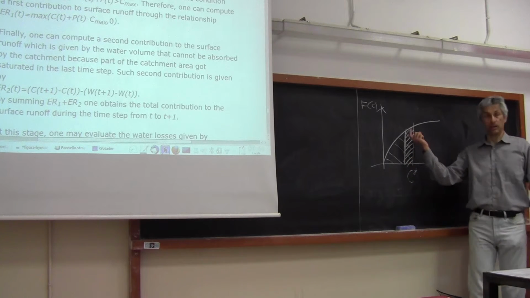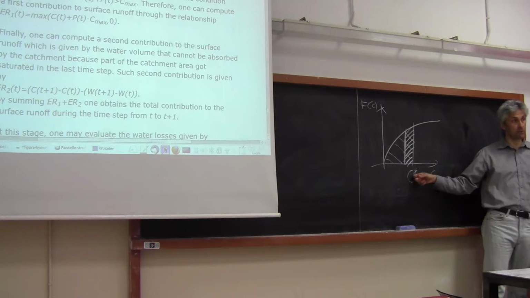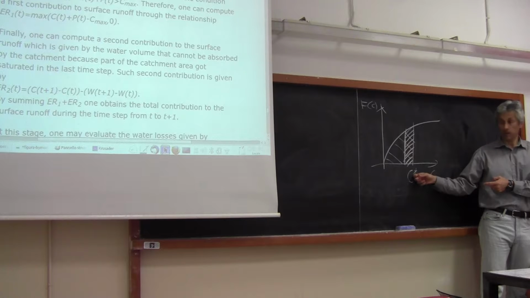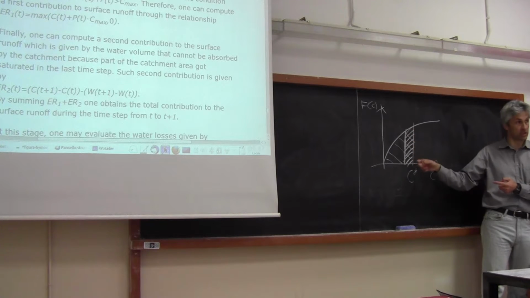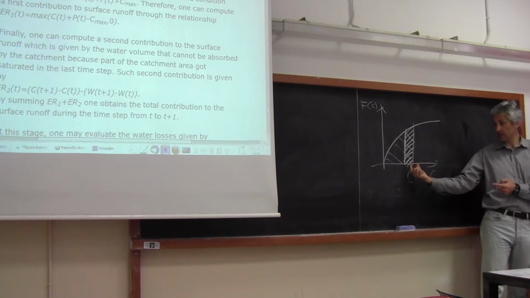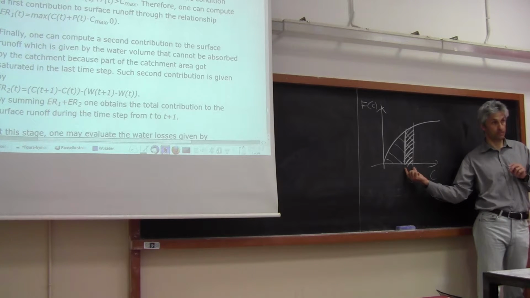This is the contribution to the runoff at the time when I get C star. And so basically I have to compute this area, and because this is a volume, divide it by the delta t, the time step. This is what I have to do.